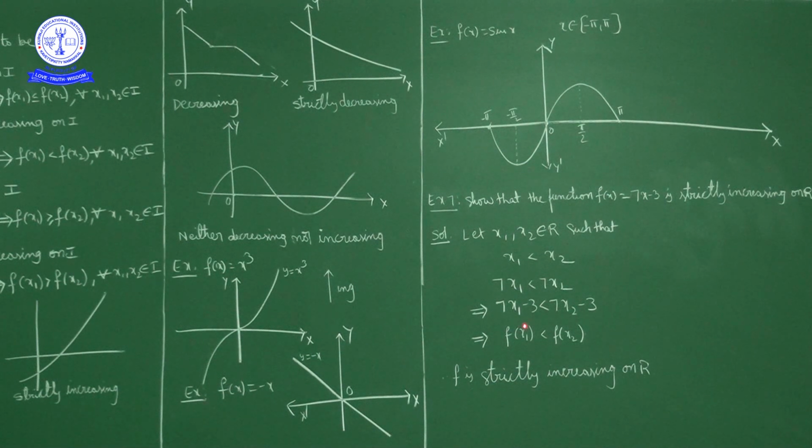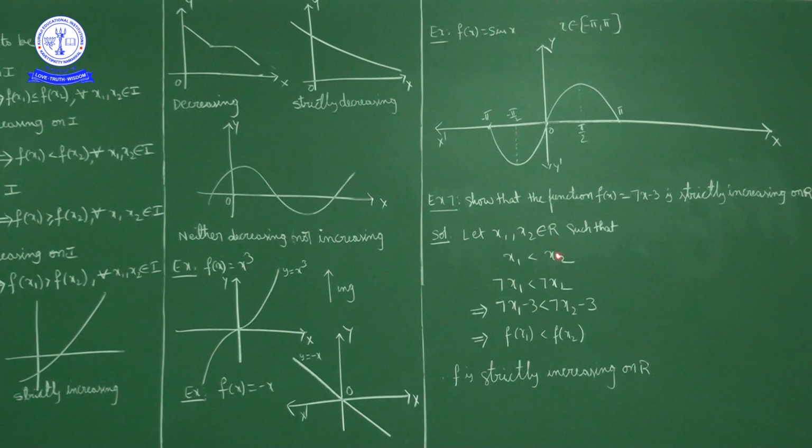Okay, but 7x1 minus 3 is nothing but f of x1, and 7x2 minus 3 is nothing but f of x2. So f of x1 is less than f of x2. Are we able to prove that? Now we consider x1 and x2 to be two real numbers satisfying the condition x1 is less than x2. We are choosing two real numbers such that x1 is less than x2.